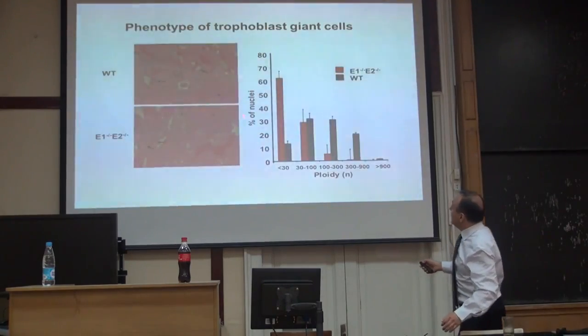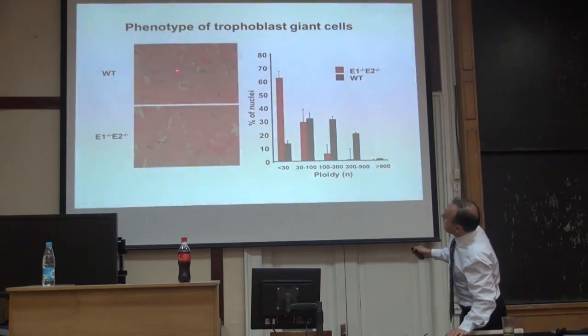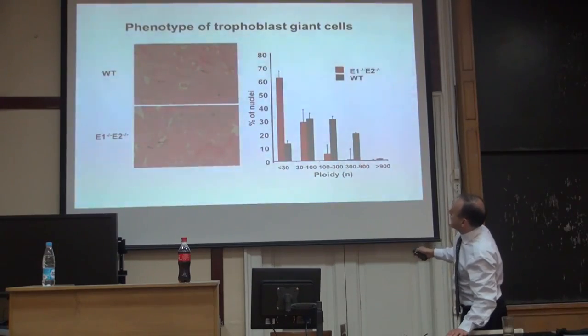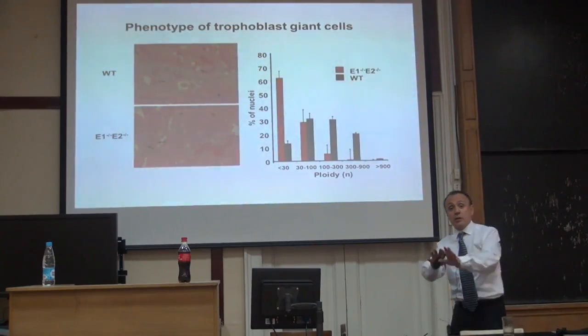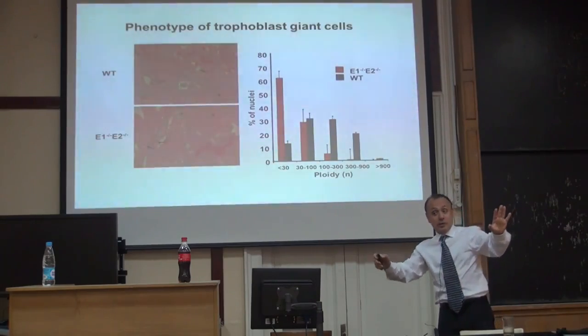And indeed, we can quantify the amount of DNA per nucleus in control cells. This is in red, and we put them in bins. So a normal cell has 2N or 4N. 4N is just in G2 before mitosis, right?